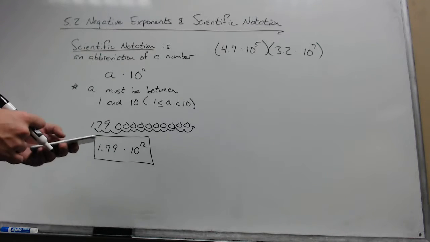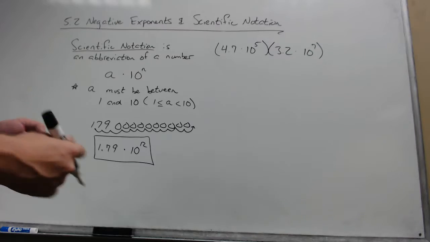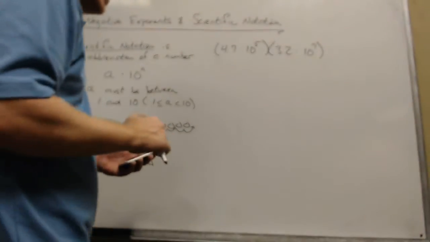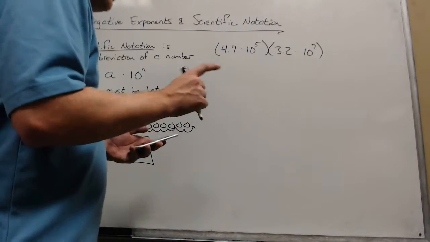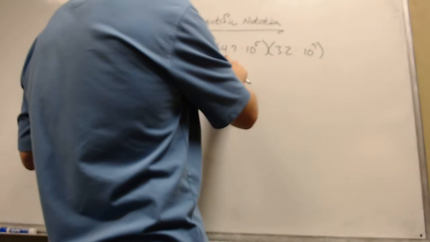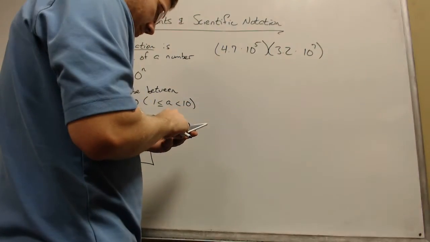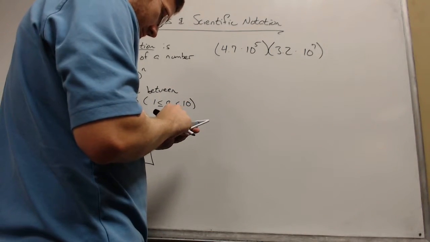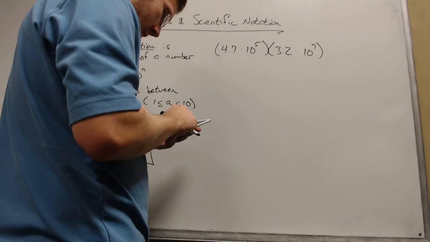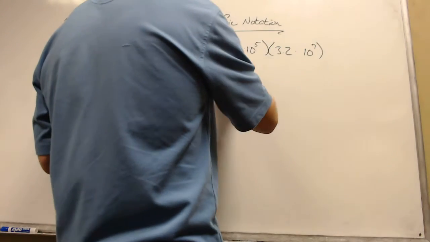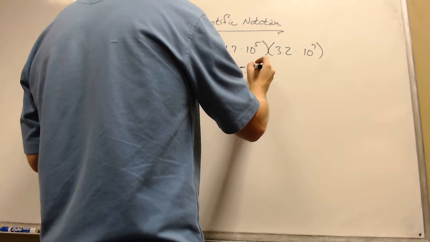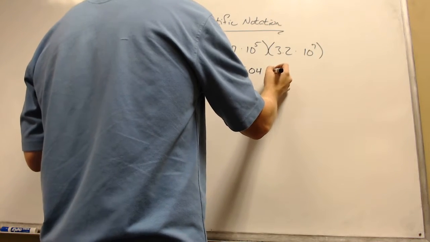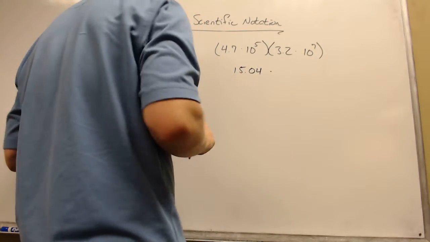I got a little calculator out, so you might want a calculator for these problems because we're going to have to multiply 4.7 times 3.2. You could obviously do that on your own, but the calculator can help, so I got my phone right here. All right, so what I'm going to do is multiply 4.7 times 3.2. And we end up with, right, these two multiply to 15.04.